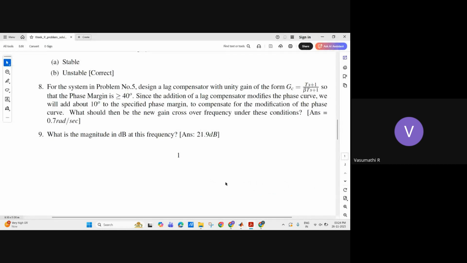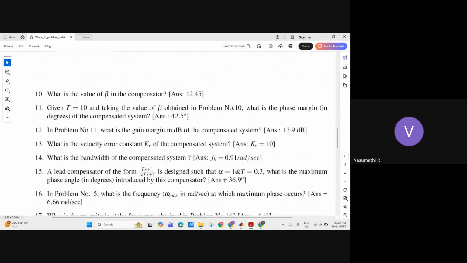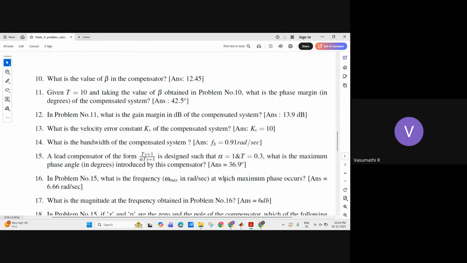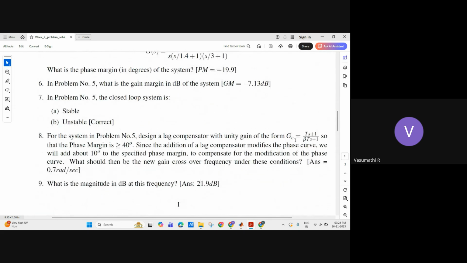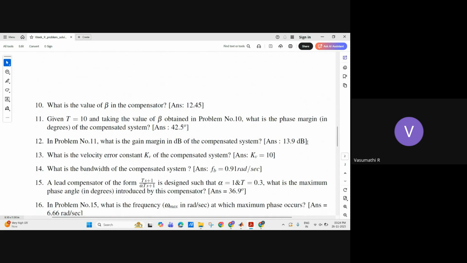So the next question is, what is the value of beta in the compensator? Now we have been given some compensator variable there, like Gc equal to this form. If you want to find beta, we can do it straight away with the formula, or else we have to find the transfer function from the asymptotic bode plot, and then calculate beta from the time constants of the transfer function. Two ways we can do. Let us go with the easiest way.